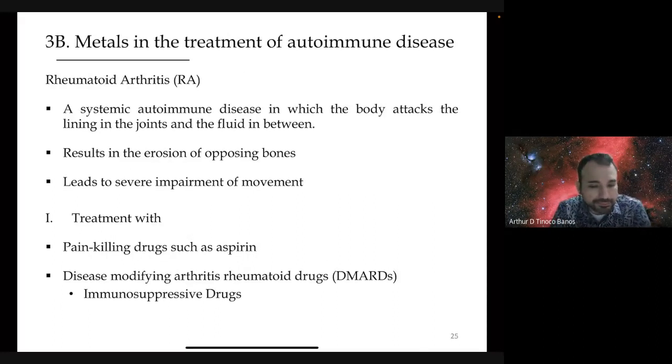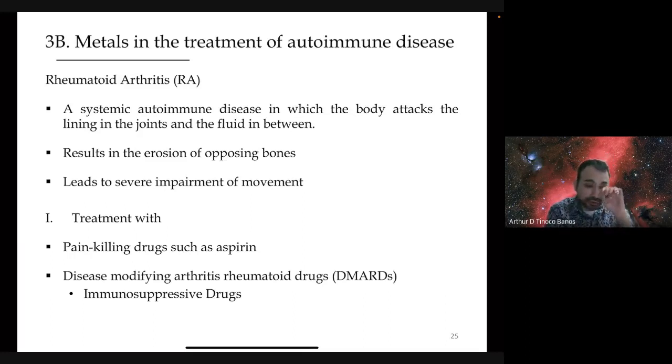All right, so here we're going to look at the perspective of metals in the treatment of autoimmune disease. And so there's actually a little bit of a complexity here, and I'll emphasize that at the end of this discussion. So here we're going to look at the application in rheumatoid arthritis. This is a systemic autoimmune disease in which the body attacks the lining in the joints and the fluid in between. It results in the erosion of opposing bones and leads to severe impairment of movement.